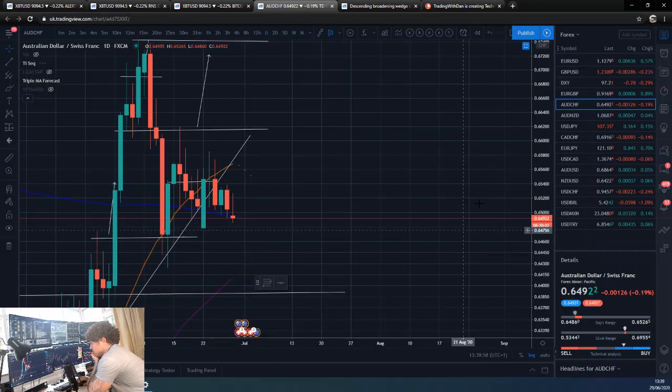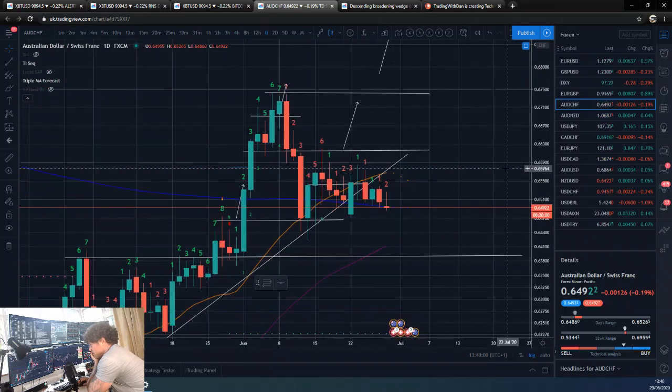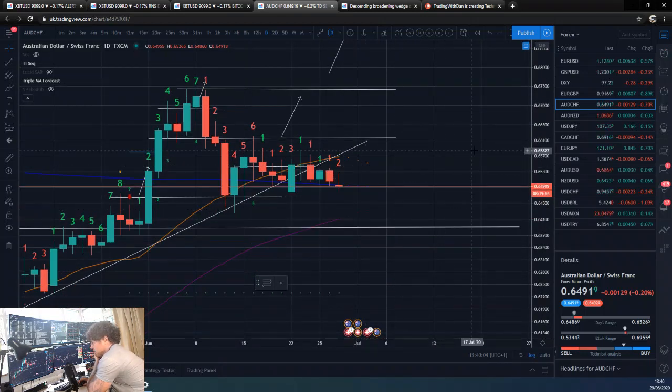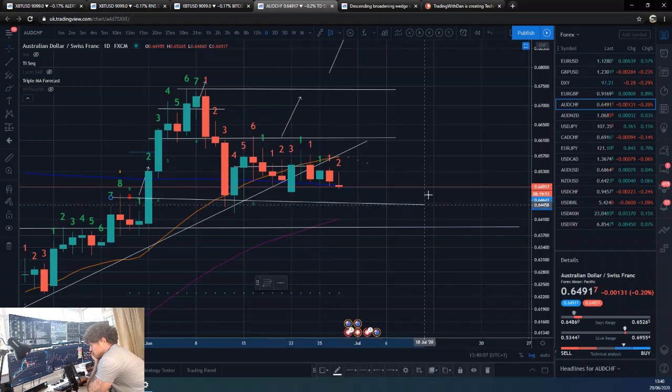Right, so over to the daily on this Aussie dollar Swiss franc. This is looking bearish. We will draw this along here.